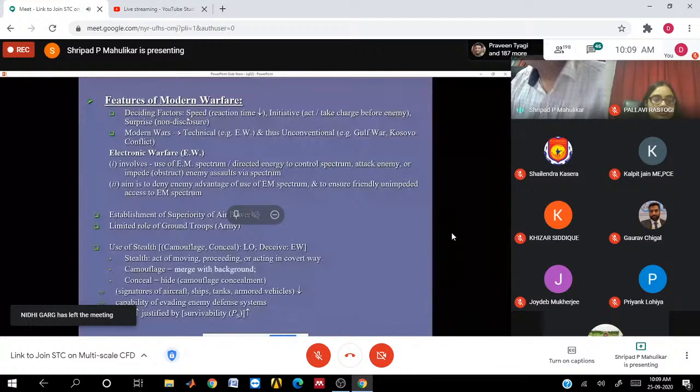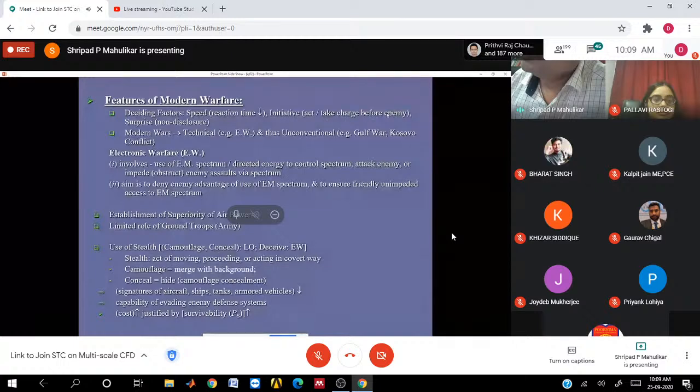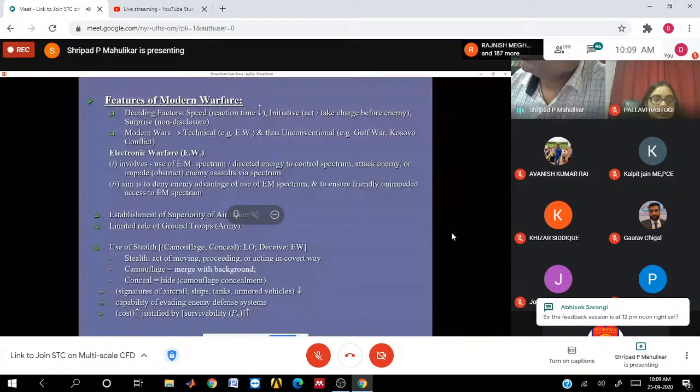The other deciding factor in modern warfare is initiative. Initiative is the act of taking charge before the opposite side. So even before the opposite side gears up for engaging, it is important to act and take control of the opposite side, and that is achieved by initiative. Of course, for initiative, sometimes information is required from intelligence.